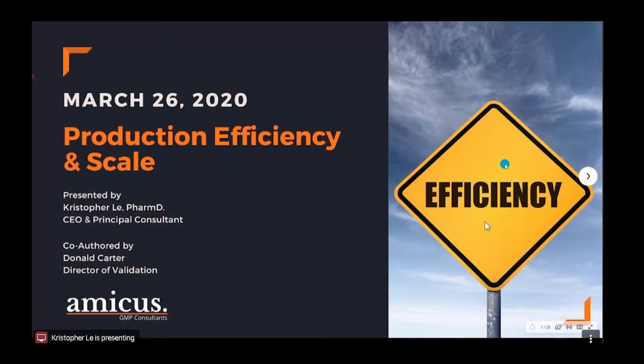My name is Christopher Lee, and I am presenting on production efficiency and scale. My background is in pharma manufacturing, in particular 503B, and I'm a pharmacist by trade. So I've been involved in the compounding industry for quite some time, all the way from the small mom and pops compounder to very, very large scale compounding and manufacturing.